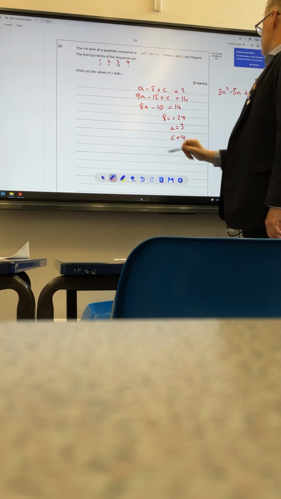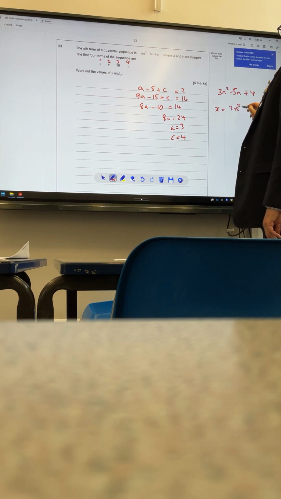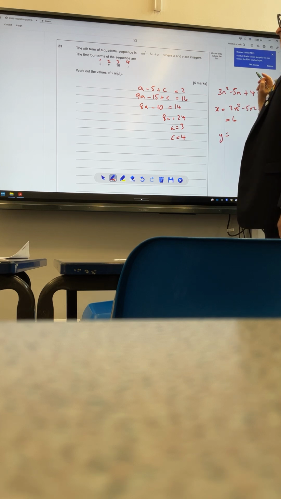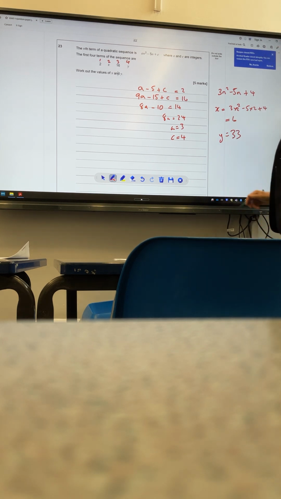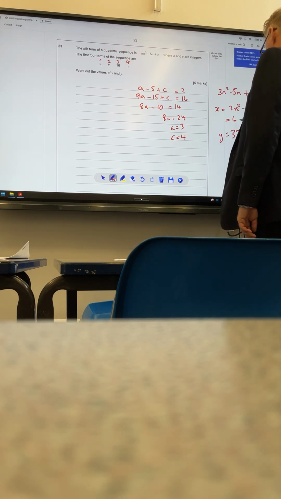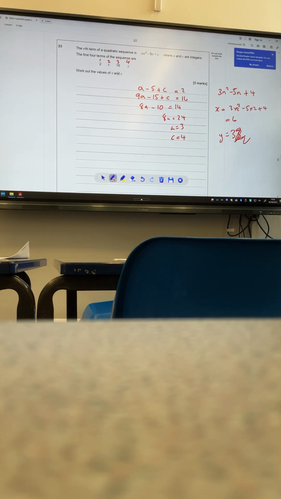So x is when n is 2, so stick 2 in there. You get x equals 3 times 2 squared minus 5 times 2 plus 4. So that's 6. And stick 4 in there to get what y is. 32. Definitely 32.